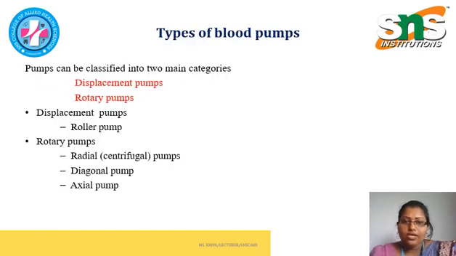There are two types of blood pumps: displacement pump and rotary pump. In displacement pump, it includes roller pump, and in rotary pumps, it includes radial or centrifugal pump, diagonal pump, and axial pump.